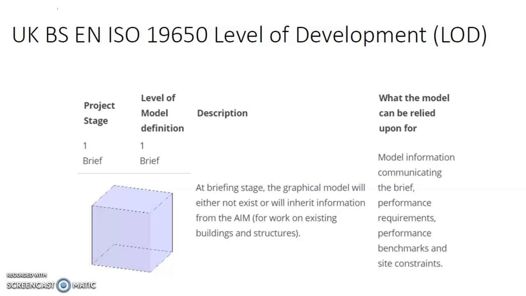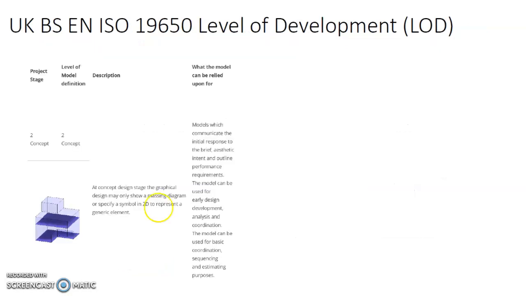So let's look at this level 2. For level 2, the project stage will then move on from a brief to a concept stage. So the amount of information that you want to put into your 3D BIM model, the graphical design, may only show the massing diagram, or specify a symbol in 2D to represent a general element. So again, you don't put in too much information at this particular stage of the project because it is still the concept stage.